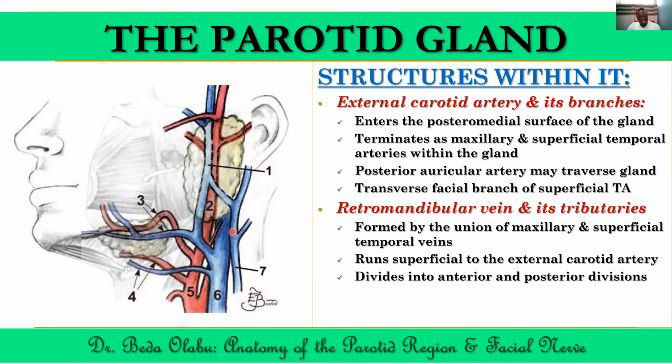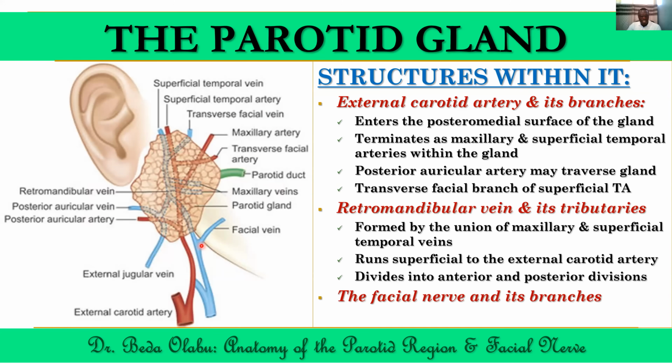The anterior division of the retromandibular vein also joins with the facial vein to form what we call the common facial vein. And this common facial vein drains into the internal jugular vein. So again, the anterior division of the retromandibular vein is found in the gland, but the facial vein is not necessarily found in the gland. And definitely, the common facial vein is not found within the gland.